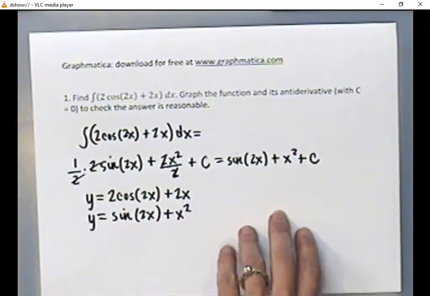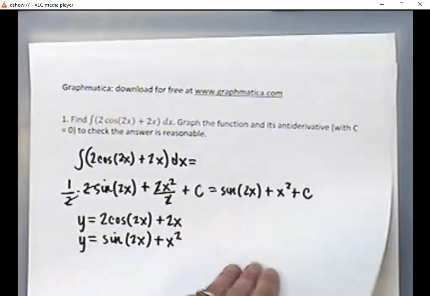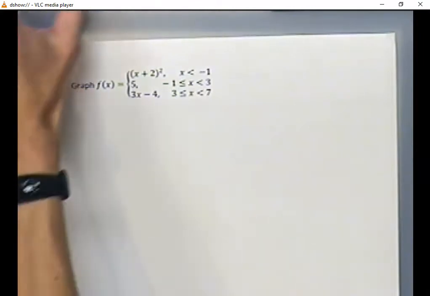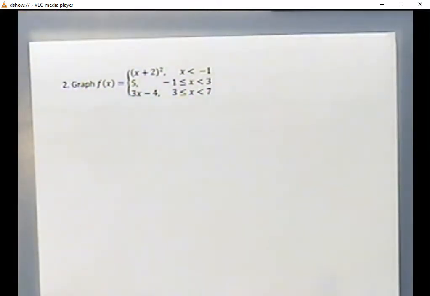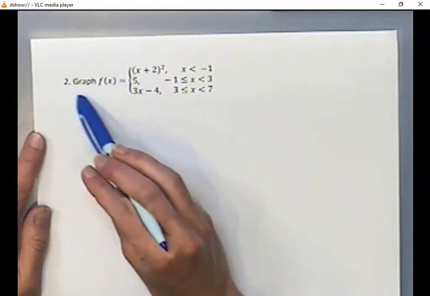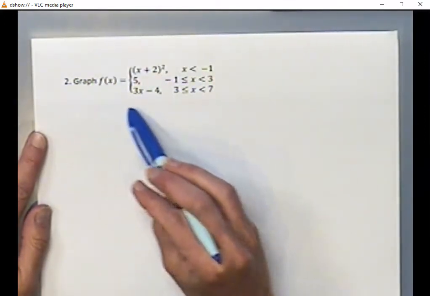The other thing I'll show you on Graphmatica is just the second piece: what if you want to look at a graph but only certain parts of it? Like you want to restrict its domain. I only want to look at it between like -1 and 5 or something like that. So I'm going to just show you an example of how to do a piecewise function.